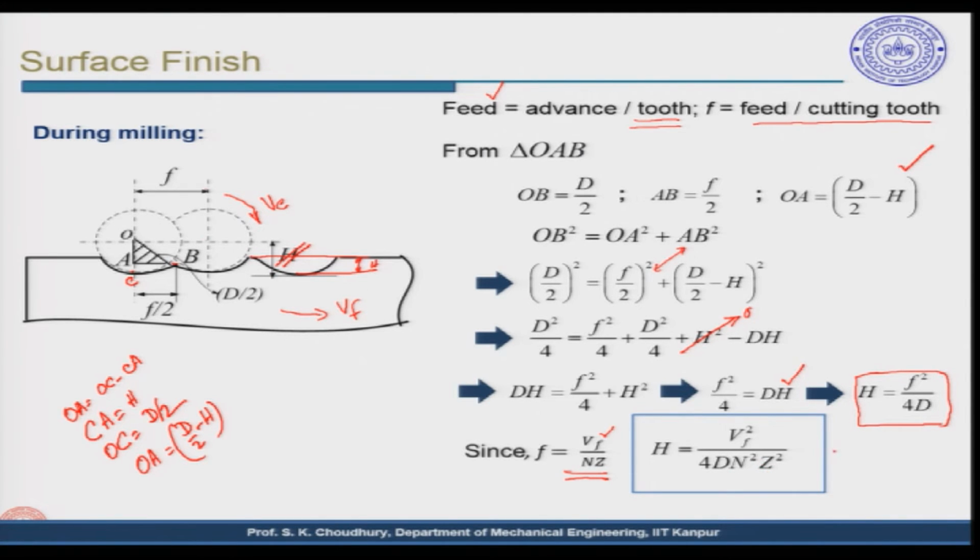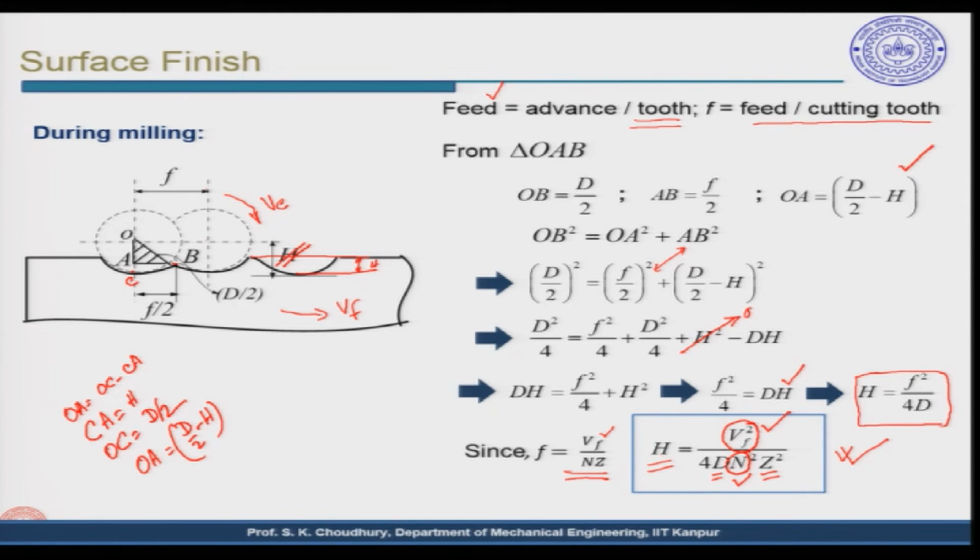Now, if we look into this equation carefully, you can say that we have a few parameters here which can be manipulated to get the minimum roughness. And amongst these, basically that is the Vf and the N, because D is the diameter of the milling cutter, which is fixed. You have selected a particular milling cutter and that milling cutter will have a particular number of teeth. So, therefore, you can decrease the value of the Vf or you can increase the value of the N, to decrease the H.